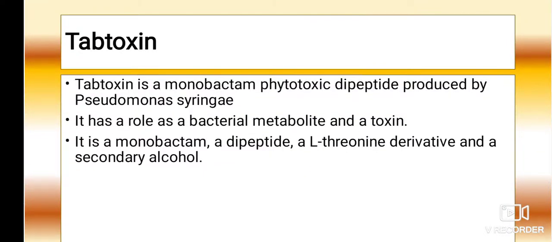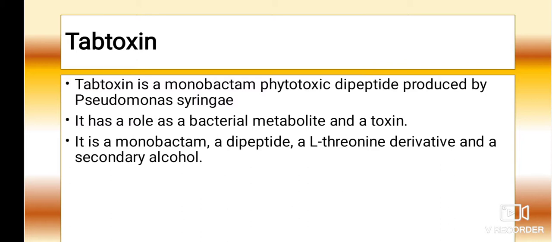The next is tabtoxin. Tabtoxin is the monobactam phytotoxin dipeptide produced by Pseudomonas syringae. It has a role as a bacterial metabolite and toxin. It is a monobactam, a dipeptide, a L-threonine derivative and a secondary alcohol. Related to tabtoxin, this much information is sufficient because compared to aztreonam, tabtoxin is not that important.